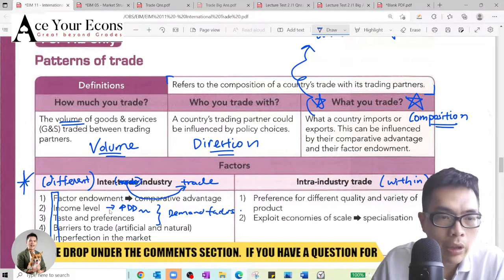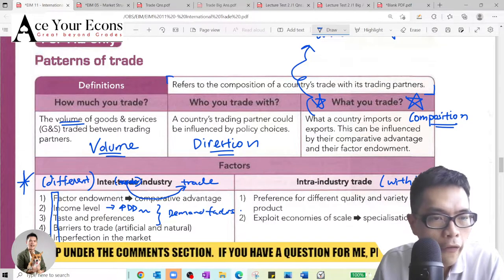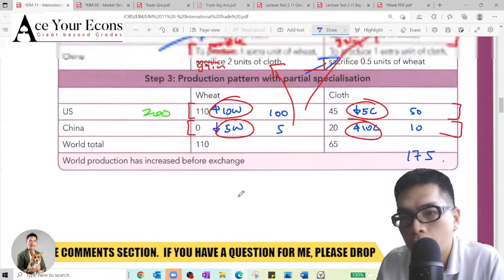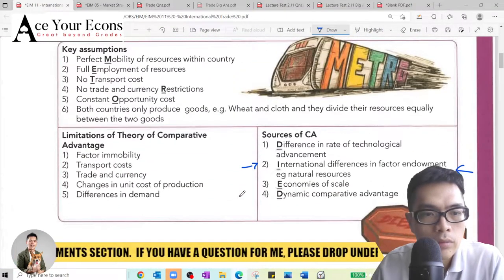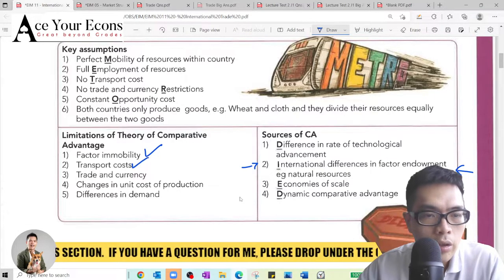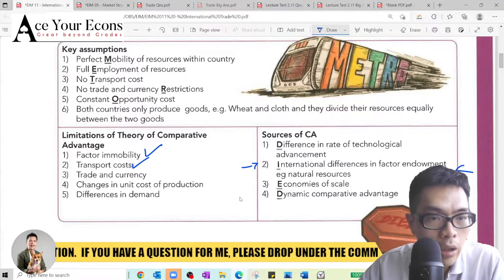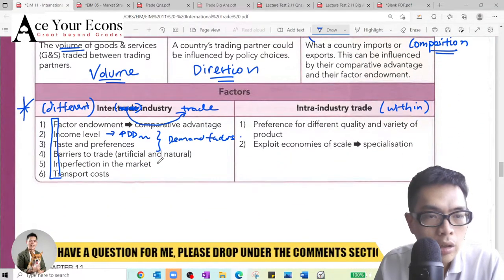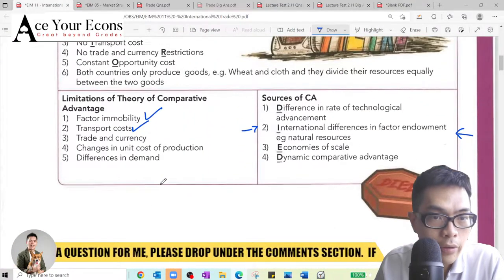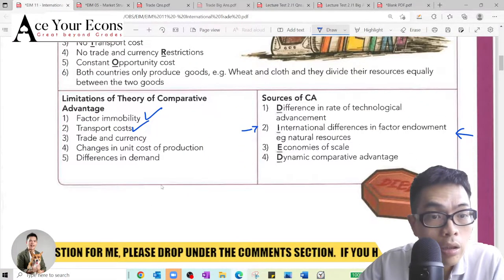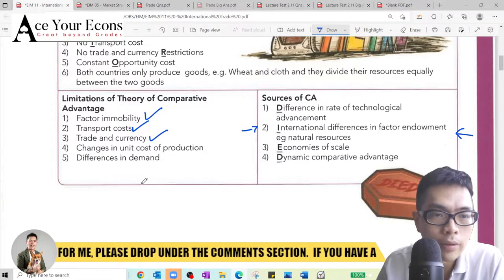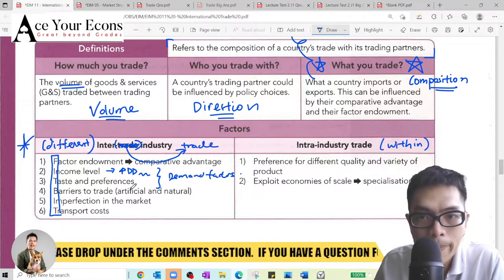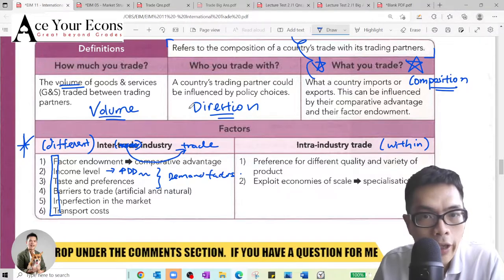All right. So now let's move on to 4, 5, and 6. 4, 5, and 6 are actually limitations of your comparative advantage here. You can see here factor immobility, transport costs, and there's one more that's not here. I'll cover this. And restrictions. Trade restrictions, this one. So you can see that barriers to trade can affect your direction really closely.